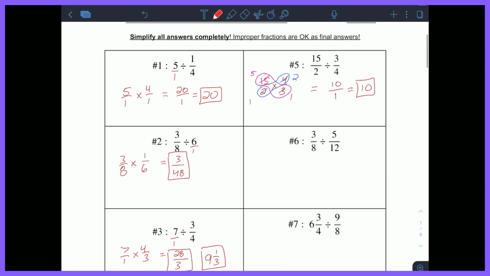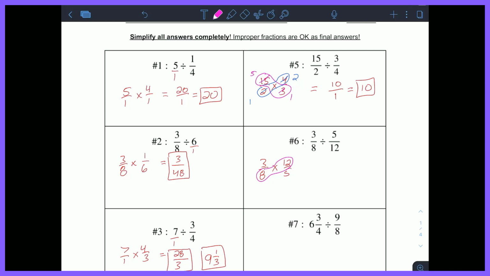Number 6, 3/8 divided by 5/12. So 3 over 8, keep, change, flip, we multiply by 12 over 5, and we look to see if we could simplify. So I'm looking at the diagonal 8 and 12, and yes, we could simplify here. We could divide by 4. Now you may have divided by 2, but you'd have to divide by 2 again. So dividing by 4 is simply more efficient.